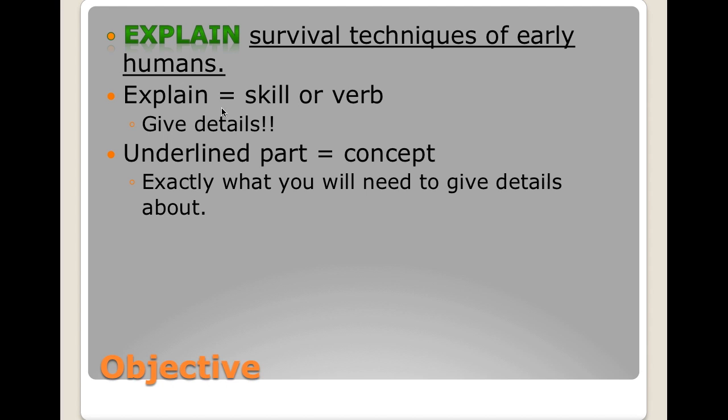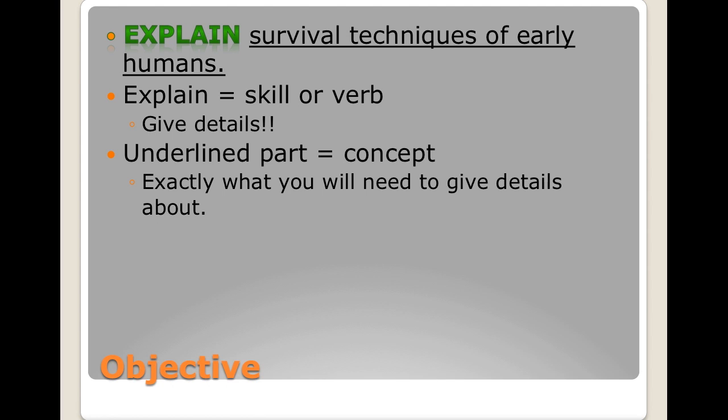When I ask you guys to explain something, I'm asking you to do something. That's the skill or the verb. I'm asking you to give details, to describe it, to let me know about the topic. The underlined part up here, survival techniques of early humans, is called the concept. That is exactly what you will need to give me details about. So at the end of class, I will be asking you some of these techniques that the people used to survive during the Stone Ages.